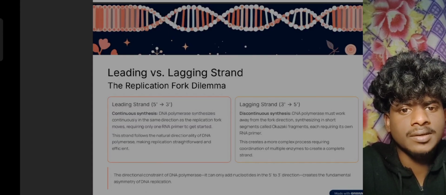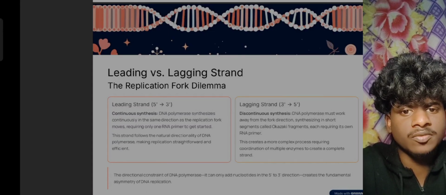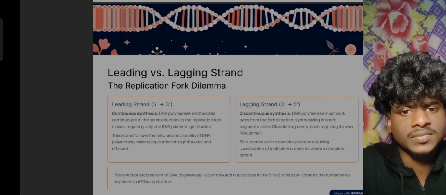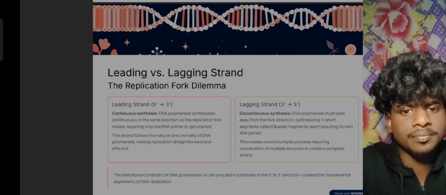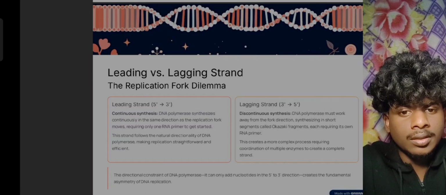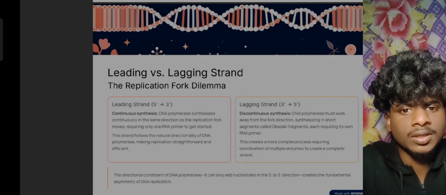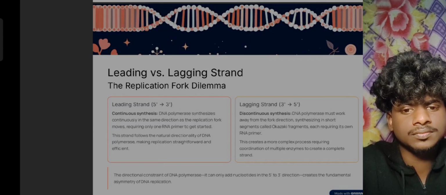In the lagging strand, synthesis is discontinuous. DNA polymerase must work away from the fork direction, synthesizing in short segments called Okazaki fragments. Each requires its own RNA primer. So this is a complex process requiring the coordination of multiple enzymes to create a complete strand.